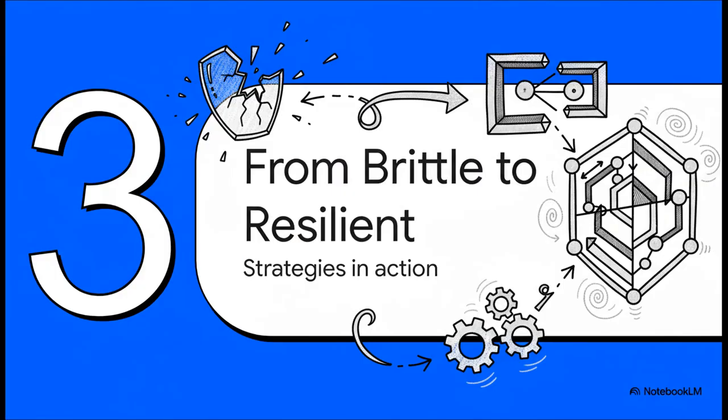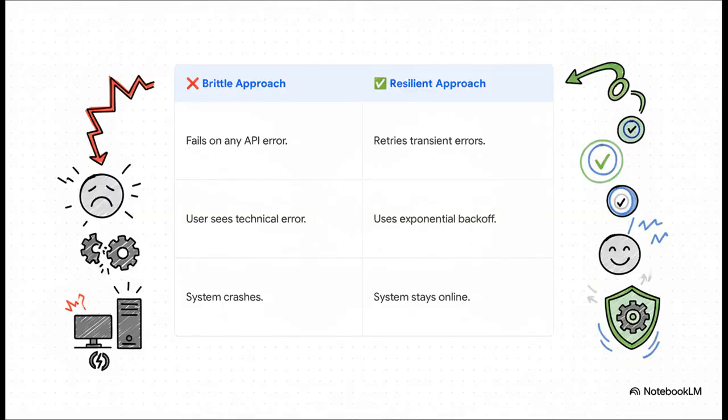Okay, enough with the theory. Let's make this real. Let's see what this transformation from a brittle system to a resilient one actually looks like. Just look at the night and day difference with a simple retry strategy. The brittle approach on the left, any little API error and the whole thing falls over, showing the user some ugly error code. But the resilient approach on the right, it just automatically retries, using that smart backoff and stays up and running. The user might feel a tiny delay, but they never see the system actually break.